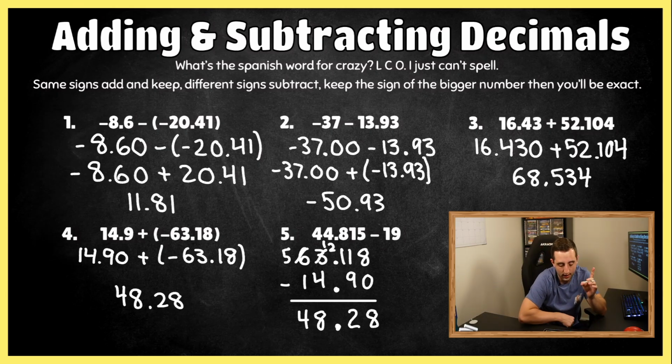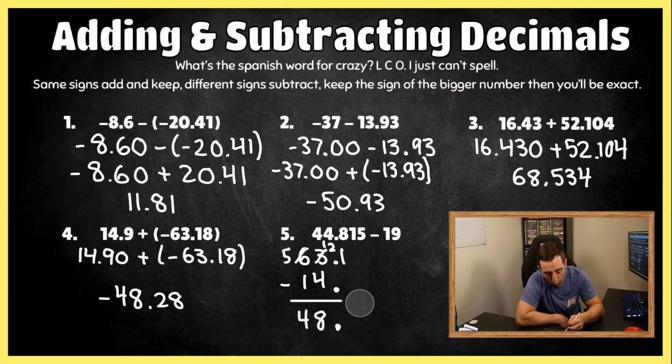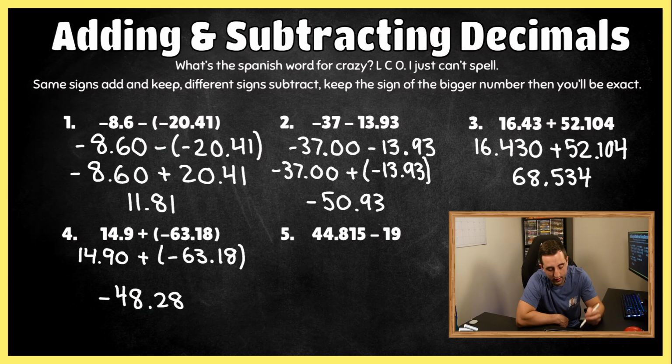But keep in mind that you have to keep the sign of the bigger number. Well, 63 is a bigger number, but it was negative. So we want to make sure that our final answer is also negative. So it's actually negative 48 and 28 hundredths. And then we're on to our very last one. So I notice once again we have a decimal, and we also have one that's not even a decimal at all, right? So we want to make sure that we go ahead and add 3 zeros behind the decimal point. So I'm just going to tack it on to the very end here.